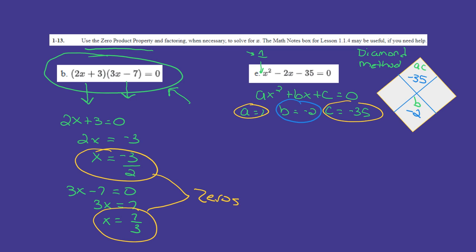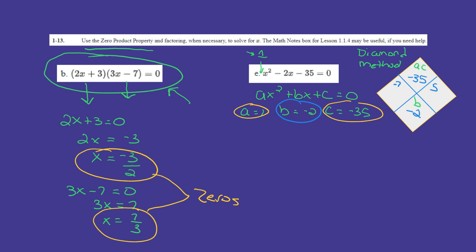So I could do all kinds of things. I know 7 times 5 equals 35. But if you look at that, 7 times 5 is not a -35, okay? And 7 plus 5 is not a -2. So that means one of these has to be negative. So I'm going to go ahead and put a negative in front of my 7. And so then I'm going to look at it again. -7 times 5, that does equal -35. -7 plus 5, that equals -2. So I have found my 2 numbers.